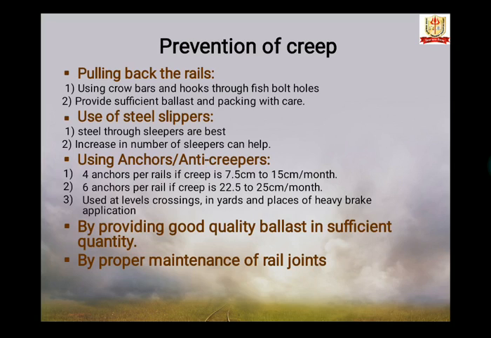Next prevention is use of steel sleepers. Steel through sleepers are best. Increase in the number of sleepers can help. Using anchors and anti-creepers. 4 anchors per rail if creep is 7.5 cm to 15 cm per month. 6 anchors per rail if the creep is 22.5 to 25 cm per month. Used at level crossings, in yards and places of heavy brake application.